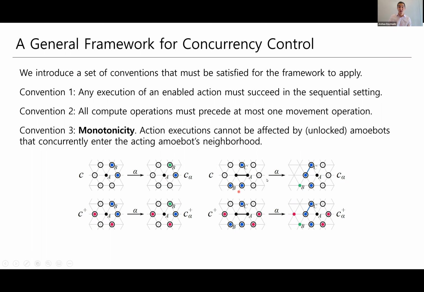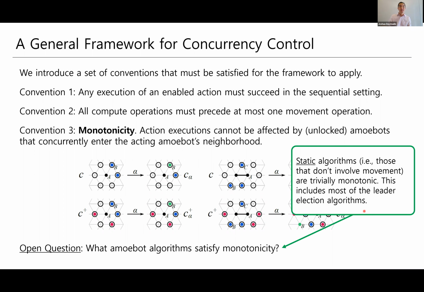Here, when A goes and does action alpha, it's going to write to the memory of B and pull its neighbor C in a pull handover. Once again, if there are new neighbors, it needs to do exactly that and nothing more, nothing less. A key open question is, okay, that seems to solve a lot of problems, but do there exist any algorithms that satisfy this? And the answer is yes.